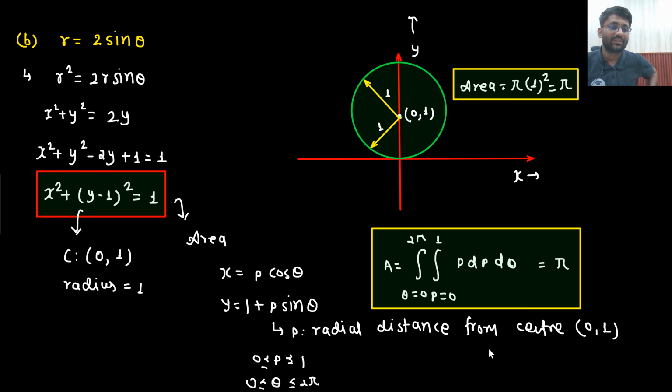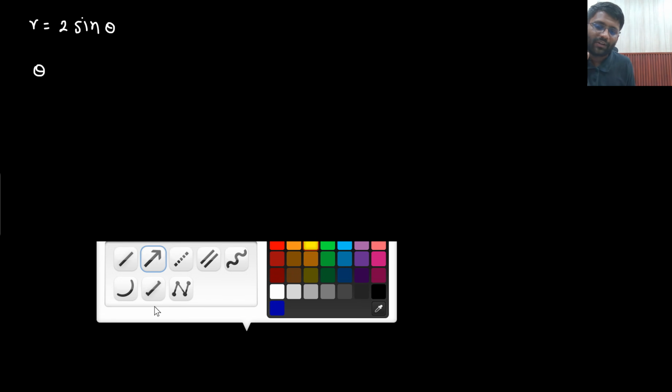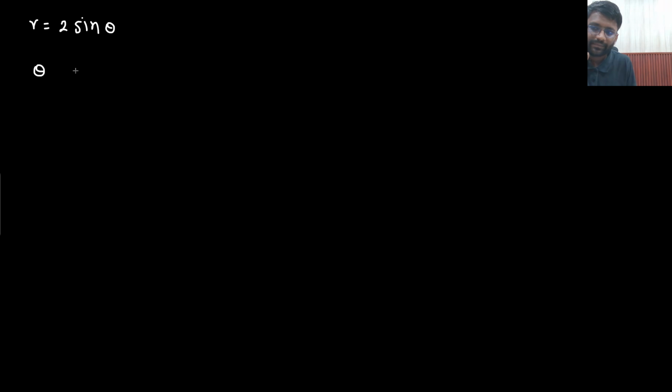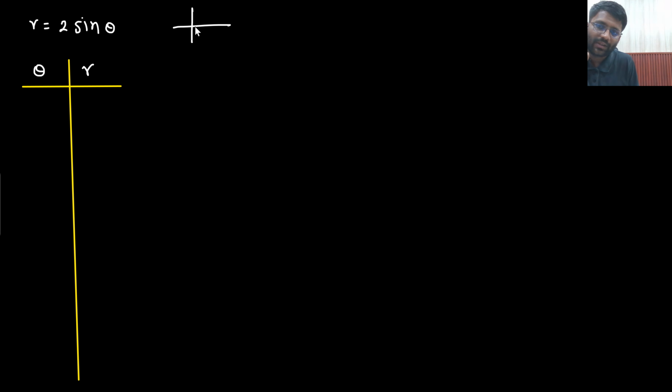That's why I am teaching you some other method as well: how to draw r equals 2 sin theta without the help of the equation. With respect to the value of theta, I know the value of r. What will be the value of r with respect to theta? I would require the graph of sin theta, so I am making a rough graph of sin theta.